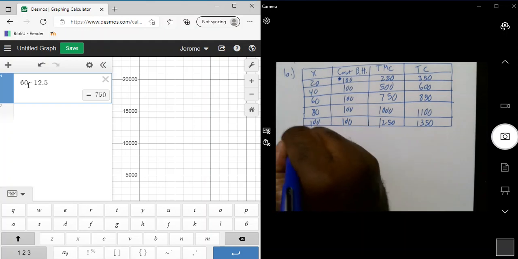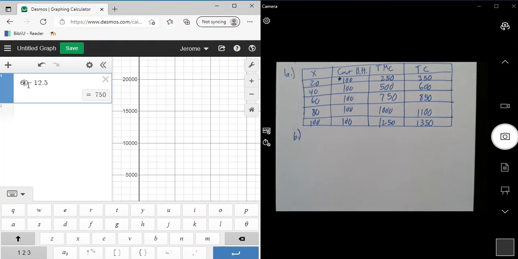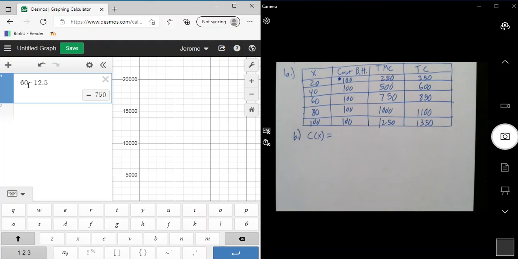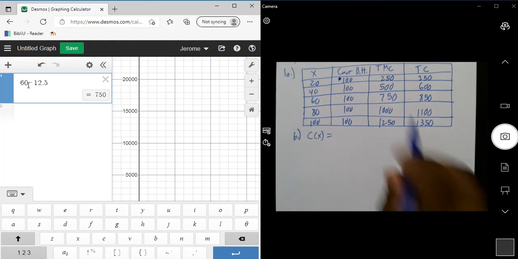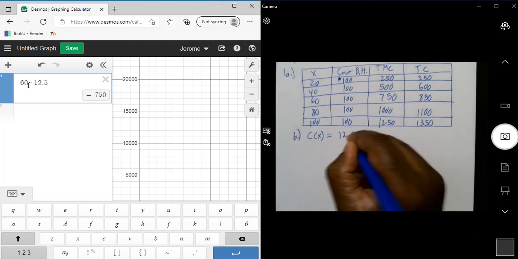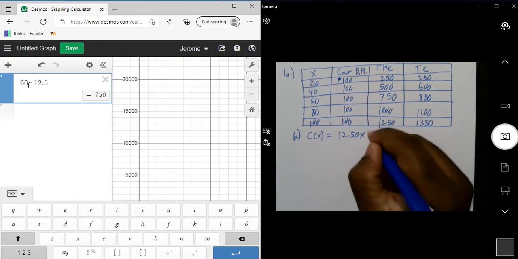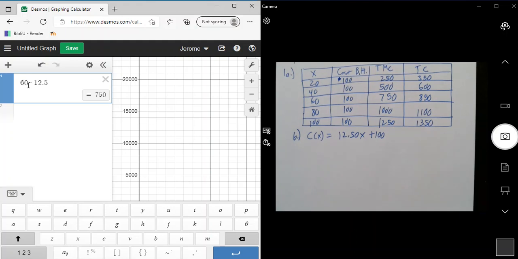Now we go over here to B. It says determine a formula for the total cost of restaurant expenses as a function of X, the number of attendees. Represent the total cost by C of X. So we know we'll have C of X is equal to, now we're told that it's $12.50 per meal for per person, plus $100 for the cost of the hall.